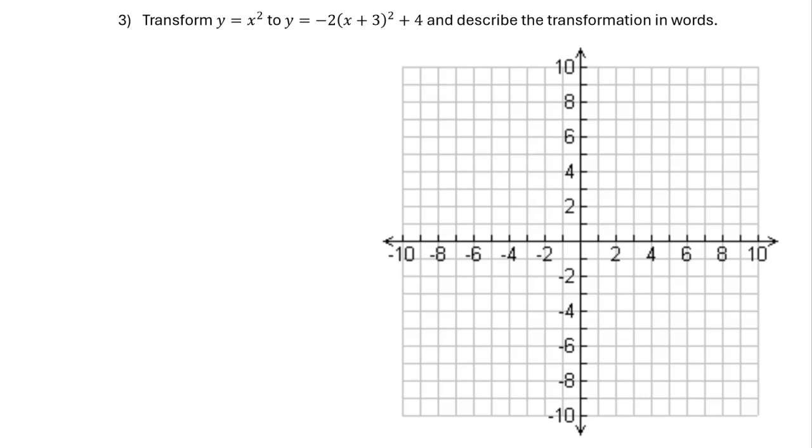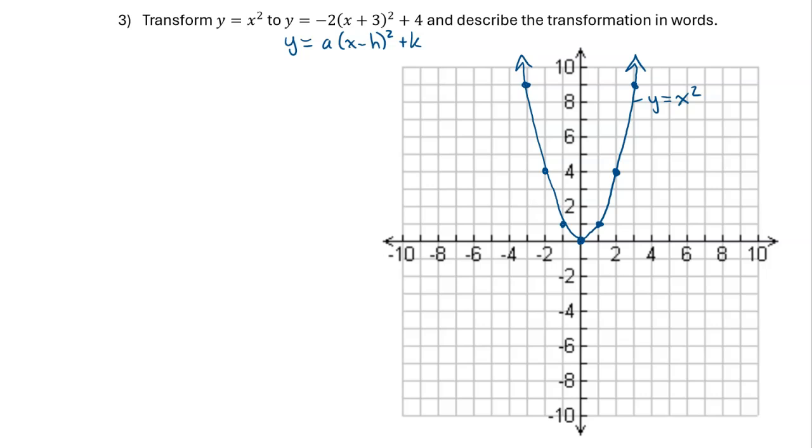Now example 3. Transform y equals x squared to y equals -2(x plus 3) all squared plus 4 and describe the transformation in words. Now you'll see what I'm doing there is I'm starting by just graphing the graph of y equals x squared, which we should all be able to do by now when we've done quadratics already. We know that we just substitute the x values in of 1, 2, 3, and we get the squares of those, which is 1, 4, and 9, and the same on the other side because we have symmetry about the y-axis. And now we look at this second equation and we recognize that that's in that vertex form.